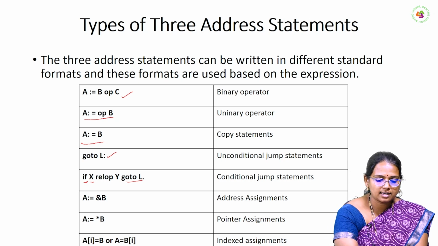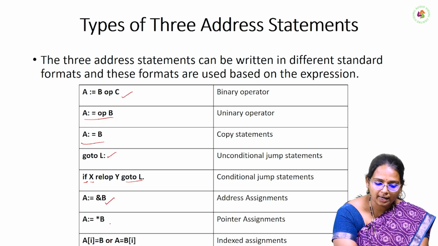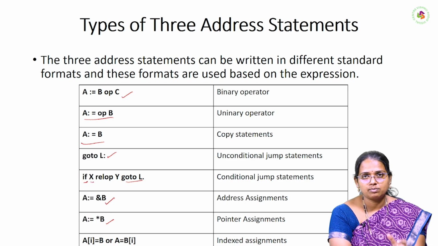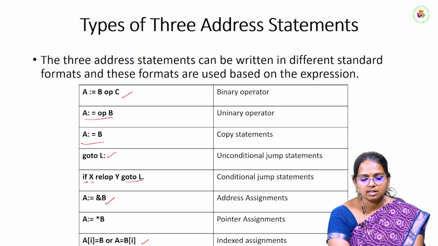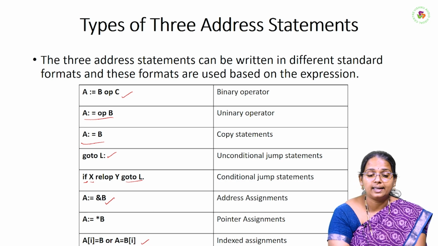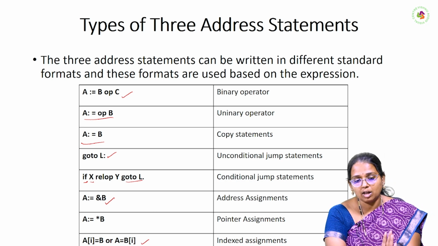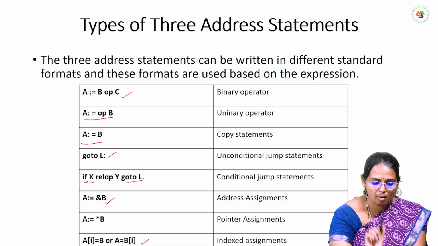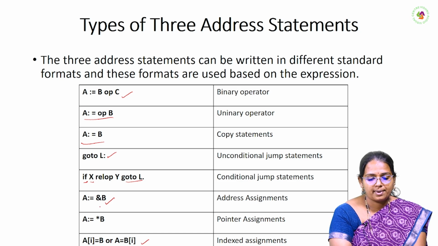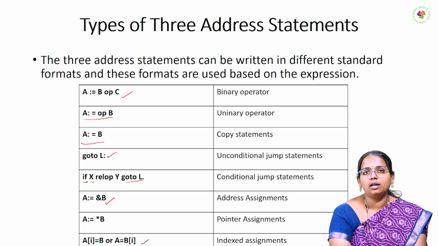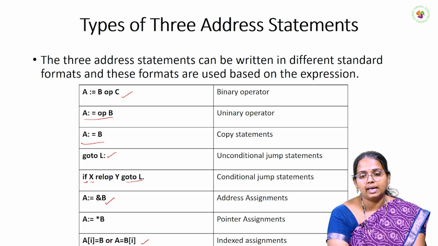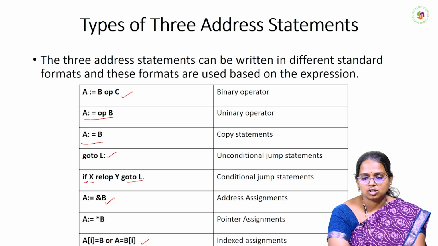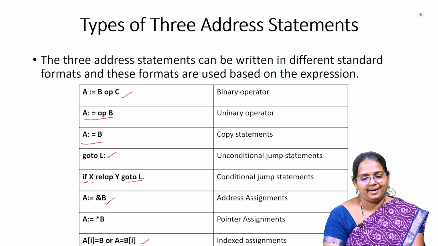If you want to do address assignments, it is like this. If you want pointer assignments, like this. Sometimes if you want to use arrays with indexing, this is the format in the 3 address code. If you see any of these statements, at most there are only 3 operands; more than that are not allowable in 3 address statements. That's why it is called a 3 address statement: 2 operands and 1 result.